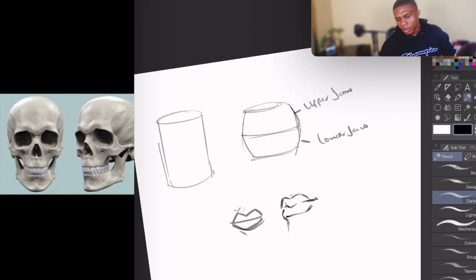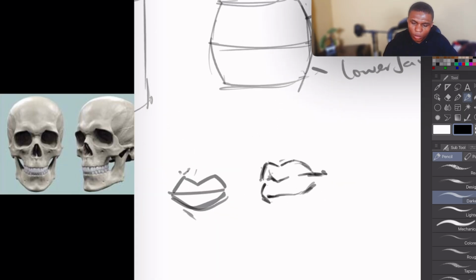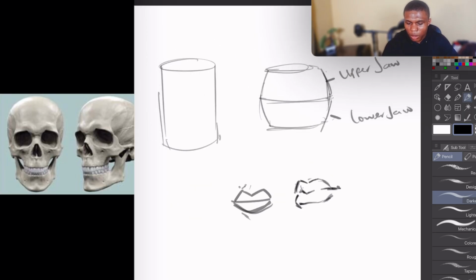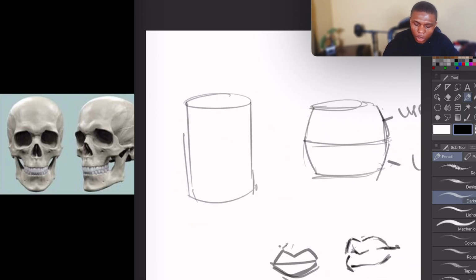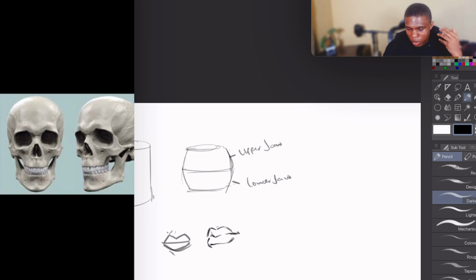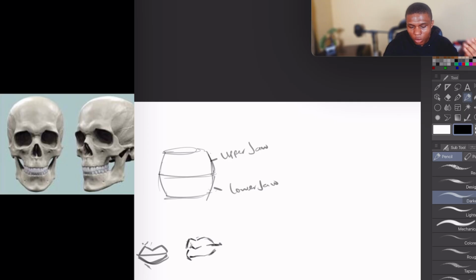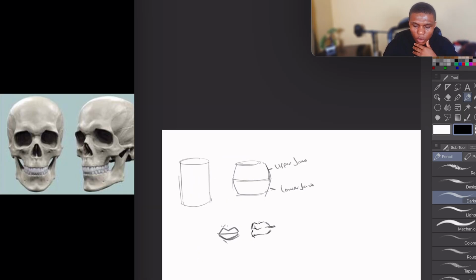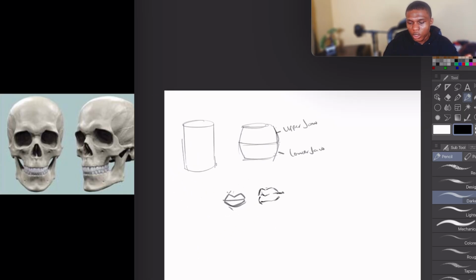Right? And this looks a bit better. So when you are drawing the mouth, you should also be thinking about the jaw, because the teeth are part of the mouth, the tongue is part of the mouth, the maxilla is part of the mouth as well. So when you are drawing it, you need to be thinking about the whole shape in general.